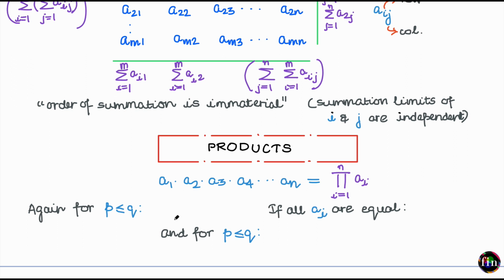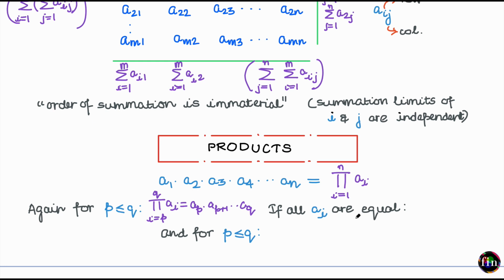Okay. Again, if I were to pick the lower and upper limit of i to be P and Q and write down the product as the product from i equal to P to Q of Ai, then it will expand out to be AP times AP plus 1 all the way till AQ. The number of terms in this product, remember, is Q minus P plus 1.